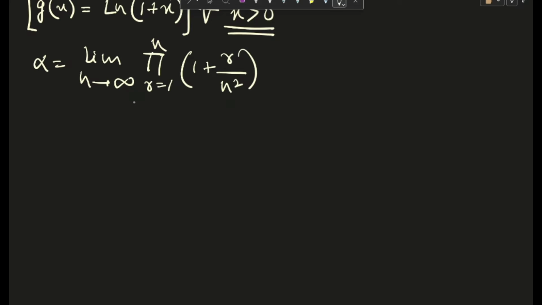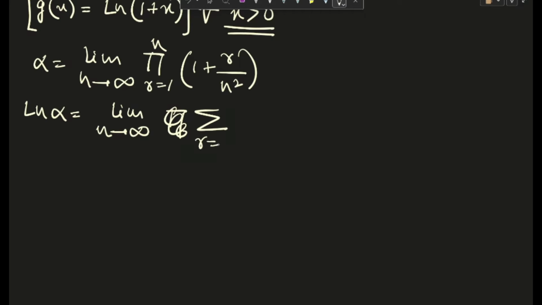Now what we will first do is, we will obviously take ln, because I don't think there is any other way to proceed. So ln of alpha comes out to be the limit n tends to infinity, and this is not pi now, it will be sigma r equals 1 to n of ln of (1 plus r by n squared).